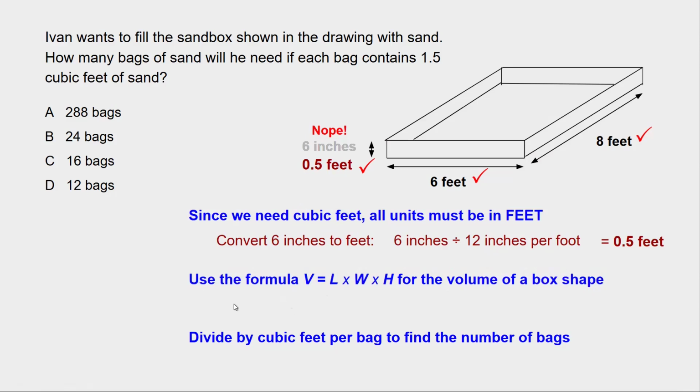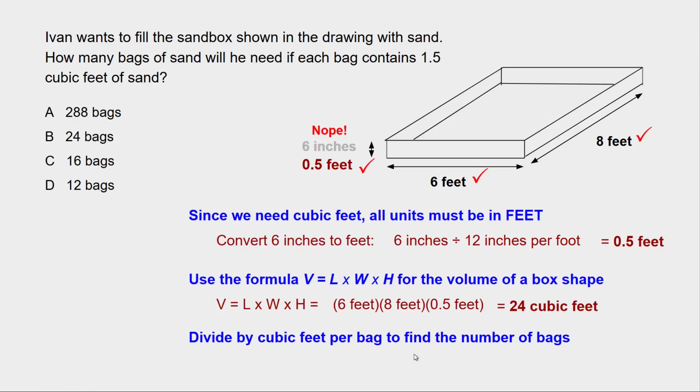Next, we move on to our volume formula. Volume equals length times width times height. We substitute those values in, remembering that it really doesn't matter what you label those values. We're just multiplying 3 numbers together. 6 times 8 times 0.5 is 24, and we label that as cubic feet.